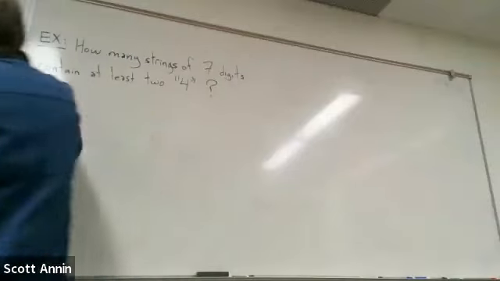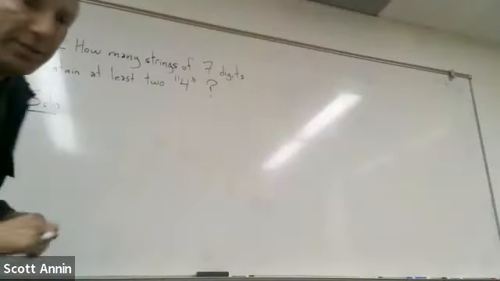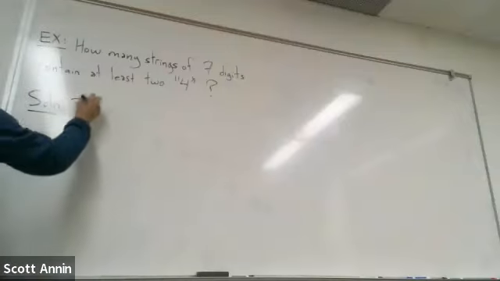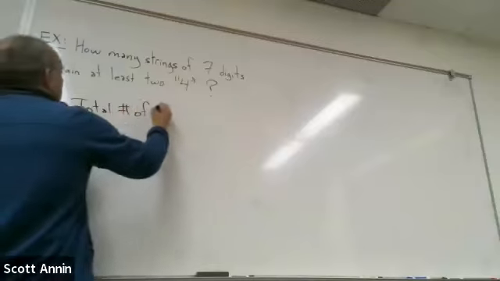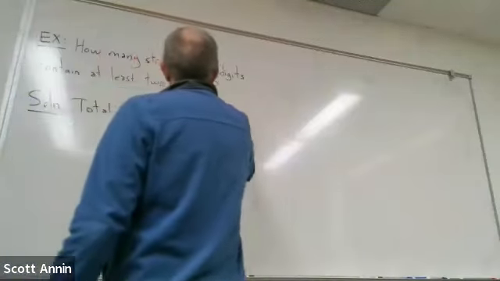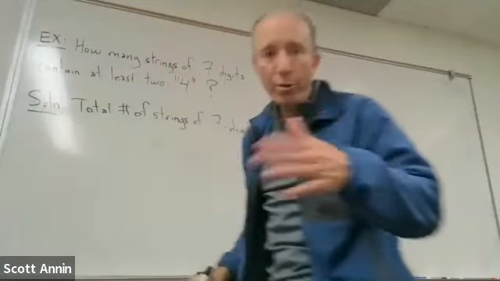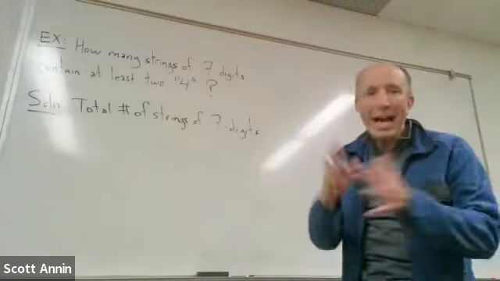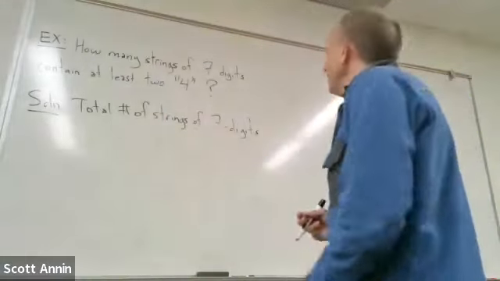Now, if I think about this, the total number of such strings of 7 digits, right? So the total, that's an easy thing, right? The total number of strings of 7 digits. Of course, when I think about digits, I'm talking about the numbers 0 through 9. And I'm imagining that I can use any of those digits in any position, right?